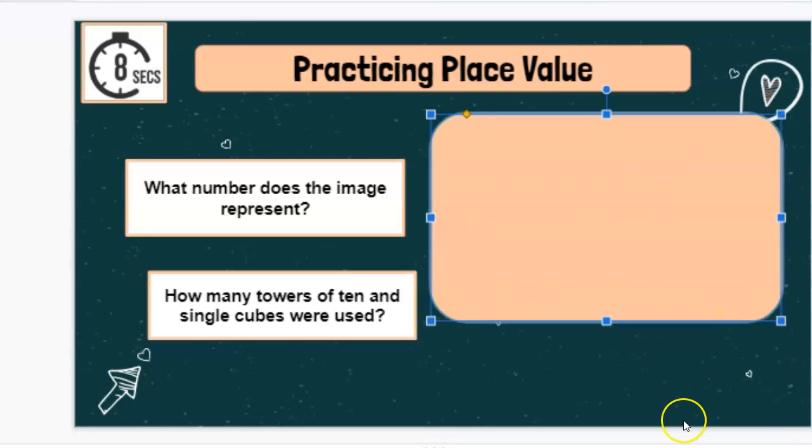Okay, time's up. What number did that image represent? Correct, 67. How many towers of 10 and single cubes were used? Right again, 6 towers of 10, 7 single cubes.